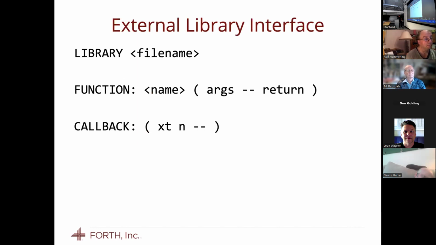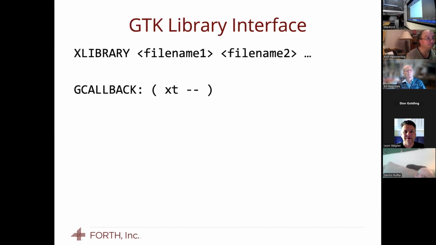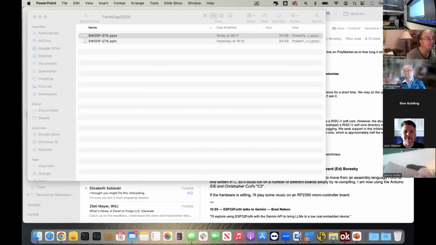We have an external library interface in Forth that lets you bring in basically C function calls. They don't have to be C, but they're mostly C function calls from external libraries. In Windows, those are DLLs. In Linux, whoa, hello, what did I just hit? Sorry, hang on.